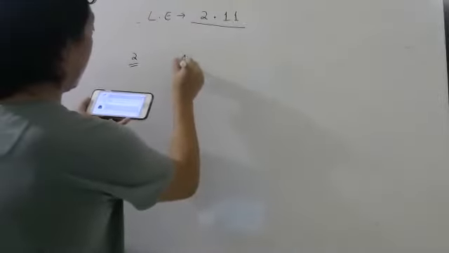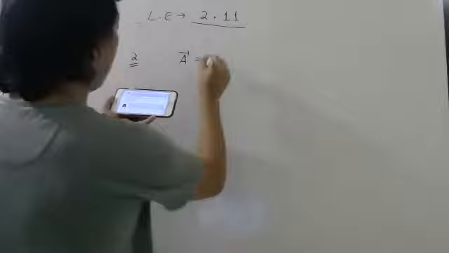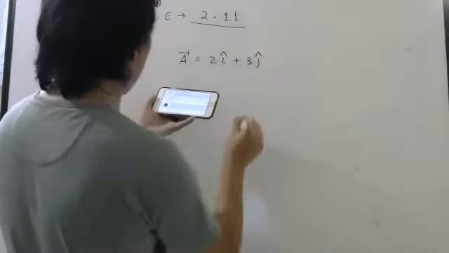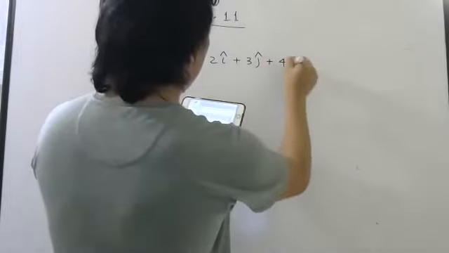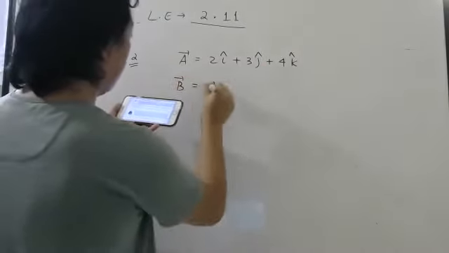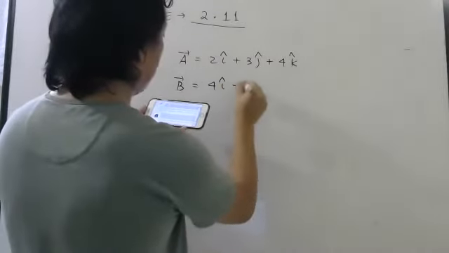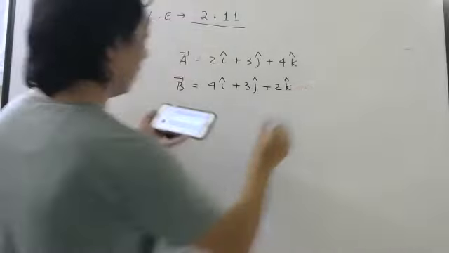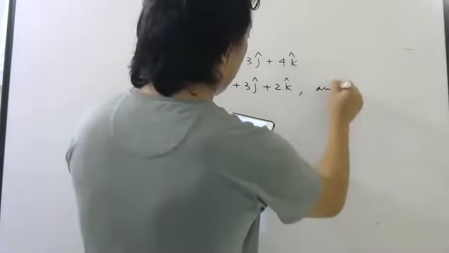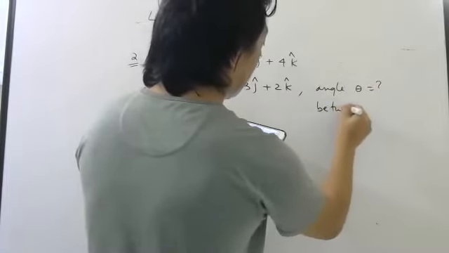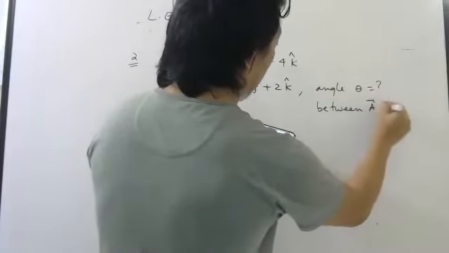So let us now see learning exercise 2.11, question number 2. First question is what we did just now, to find C when they are perpendicular, right? So similarly, concentrate in the class. So what is the question here? A bar is equal to 2i cap plus 3j cap plus 4k cap. B bar is equal to 4i cap plus 3j cap plus 2k cap. What they want is the angle theta between A bar and B bar.